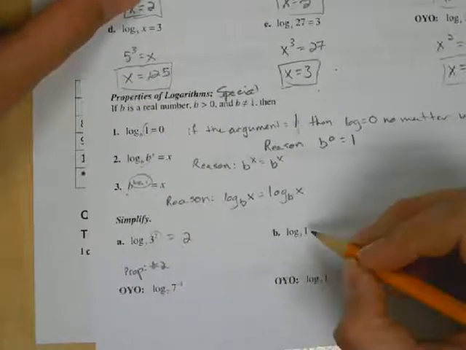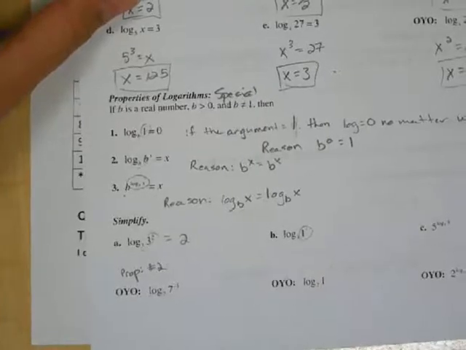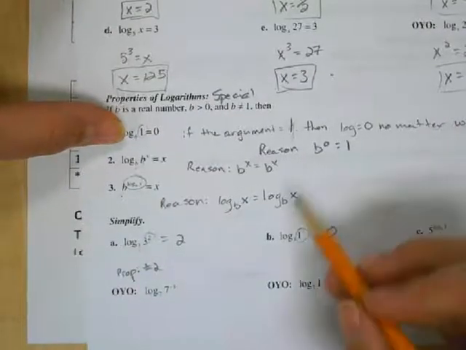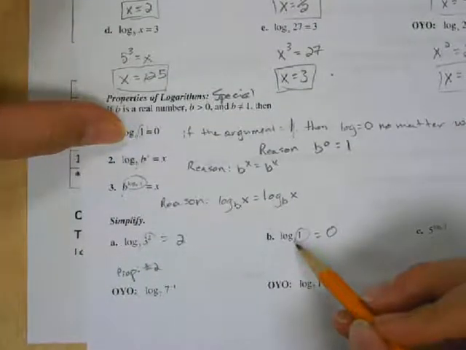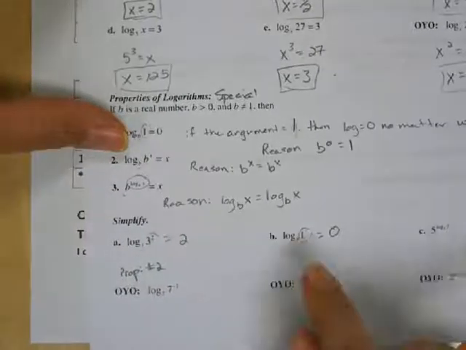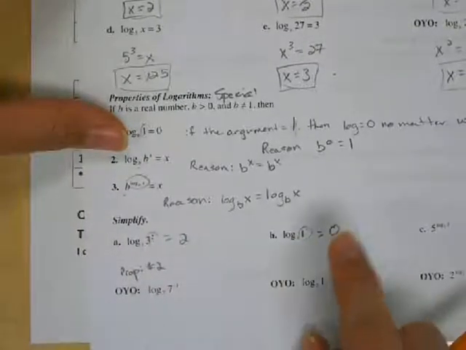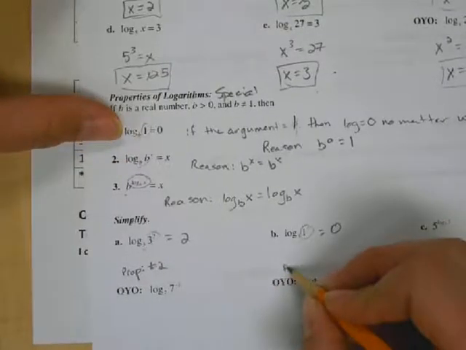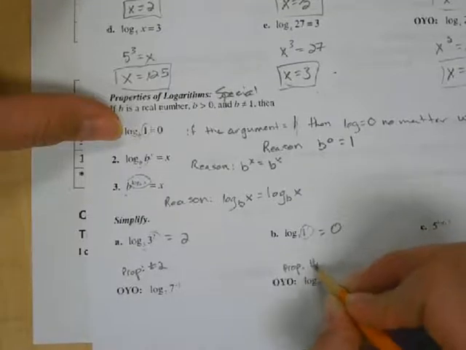The fact that I have a 1 right here should immediately set off alarms. When my argument is 1, then it's equal to 0 no matter what my base is. This could have been a 4, a 5, a 700, a 3,000, as long as it was a positive number. Then it's going to be equal to 0. So that is the first property. So that's property number 1.